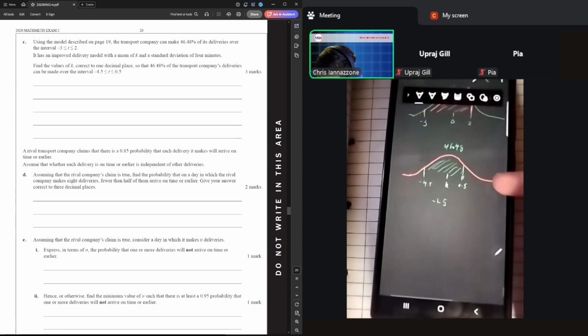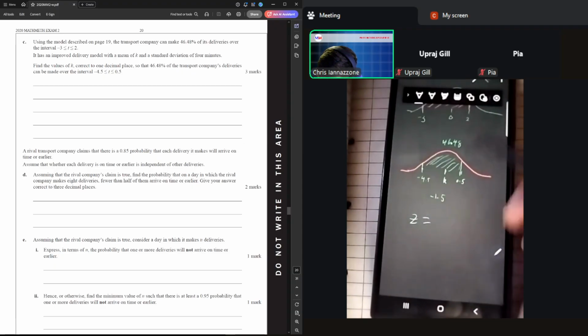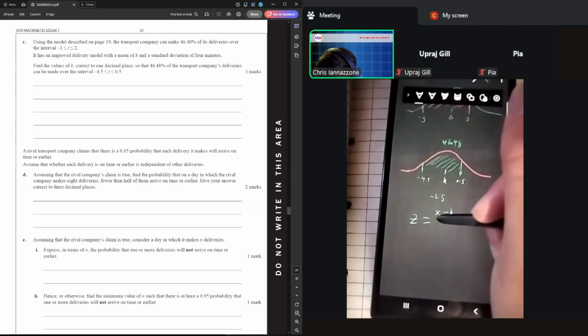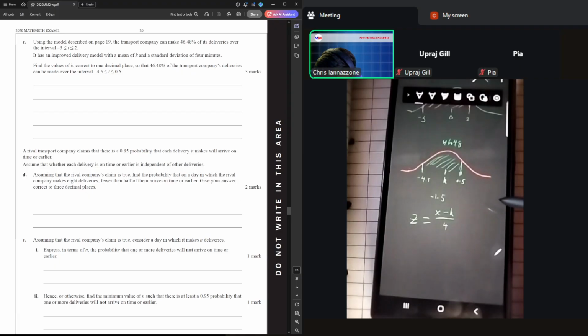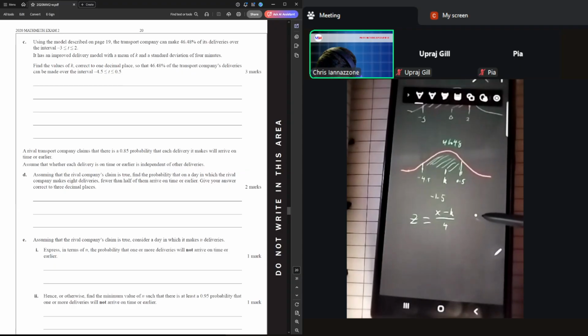So let's think about what we have and what we don't. We have Z values. Oh, sorry, we don't have Z values. What am I saying? We have X values. We don't have the mean. We do have the standard deviation. We have two separate things. We could get Z's out of this. This should just be a simultaneous then.